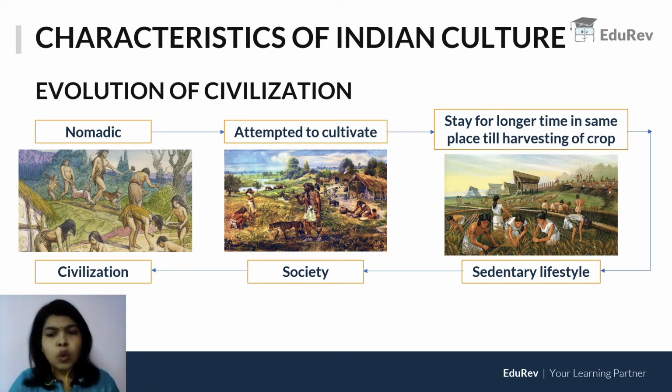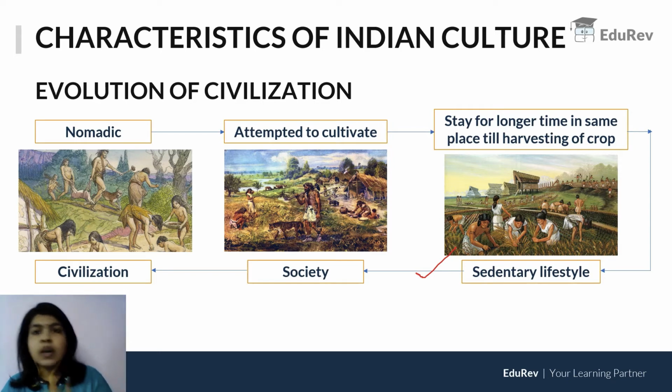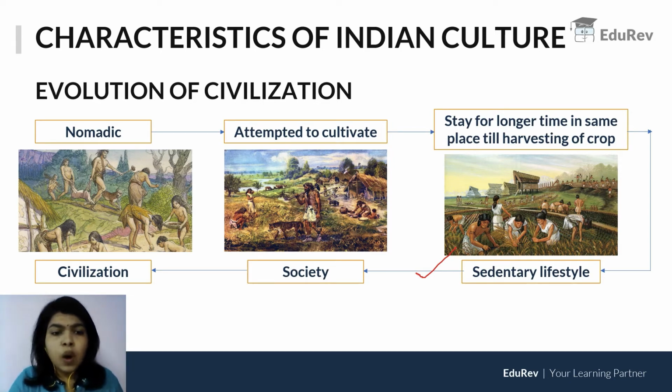So a sedentary lifestyle began to evolve, and this later on led to the formation of society, which, after scientific evolution and trade ties coming into picture, we call civilization. The highest standard of living of the human race refers to a civilized society. So this is the evolution of civilization. Right now we are learning about the Indus Valley civilization, and any civilization has to cross this particular cycle.